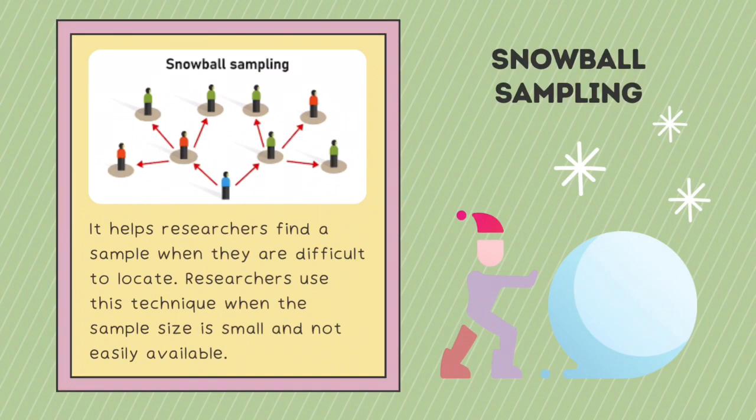Finally, snowball sampling. This type of sampling is called snowball sampling because, in theory, once you have the ball rolling, it picks up more snow along the way and becomes larger and larger. Snowball sampling helps researchers find a sample when they are difficult to locate. Researchers use this technique when the sample size is small and not easily available. This sampling system works like a referral program. Once the researcher finds suitable subjects, he asks them for assistance to seek similar subjects to form a considerably good-sized sample.